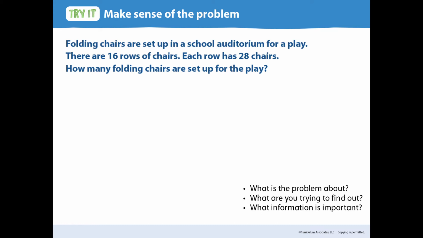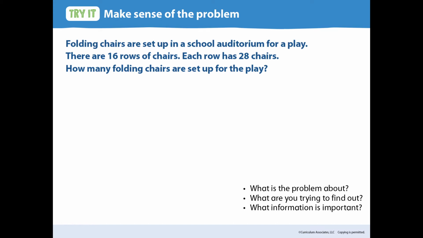Folding chairs are set up in a school auditorium for a play. There are 16 rows of chairs. Each row has 28 chairs. How many folding chairs are set up for the play? Now I'm going to pause to give you a chance to read the problem to yourself. If you're still reading, go ahead and press pause so you can finish and then press play again.